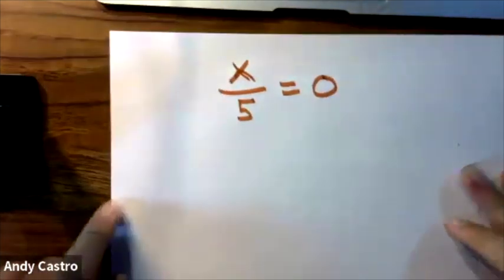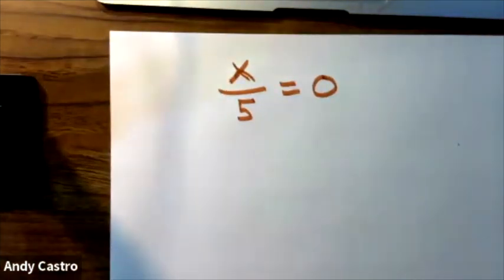x divided by 5 is 0. What does x have to be? All right, got an answer. Correct. Got another one. Correct. Oh, you guys are killing this one. Everybody's getting this correct. Good job.